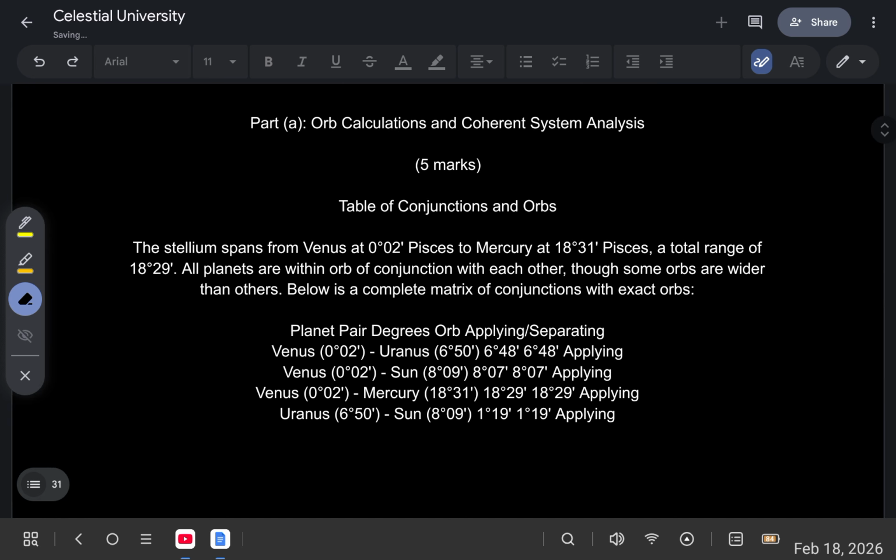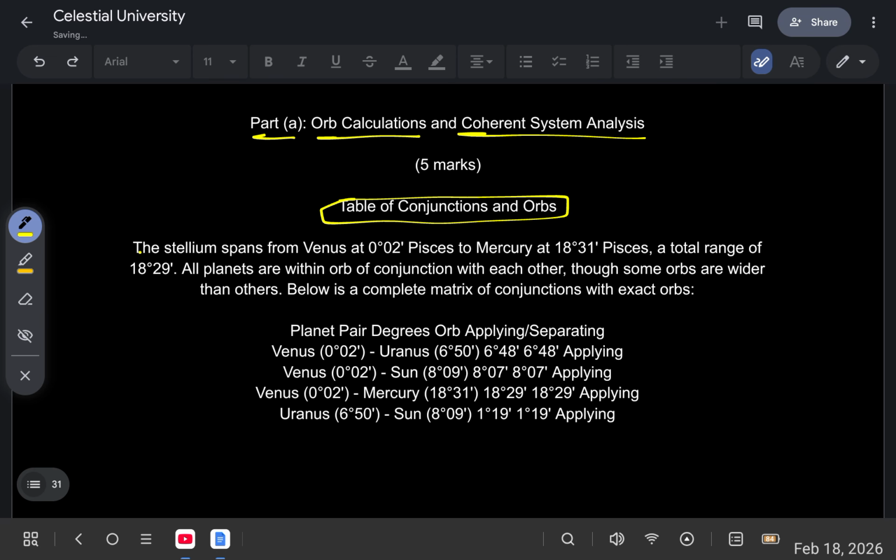Alright, our first part, orb calculations and coherent system analysis. First, we have our table of conjunctions and orbs. So the stellium spans from Venus in Pisces at 0 degrees 02, so just the beginning of it, to Mercury at 18 degrees 31 Pisces.